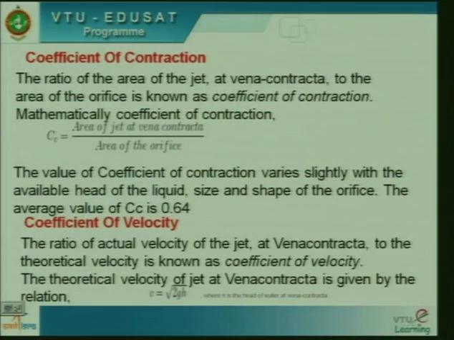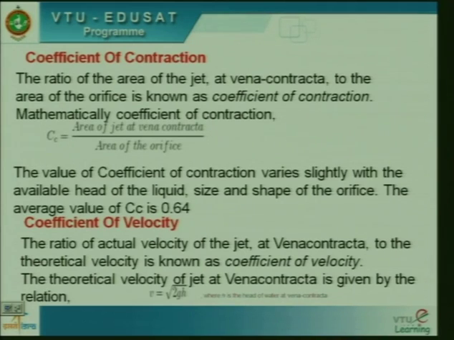First one, this is what I mentioned. CC is the area of the jet at Vena Contracta to the area of the orifice. Now look at the last sentence. The average value of CC is 0.64. Now kindly remember these values. These values will help you a lot when you are doing the experiments in your laboratory.